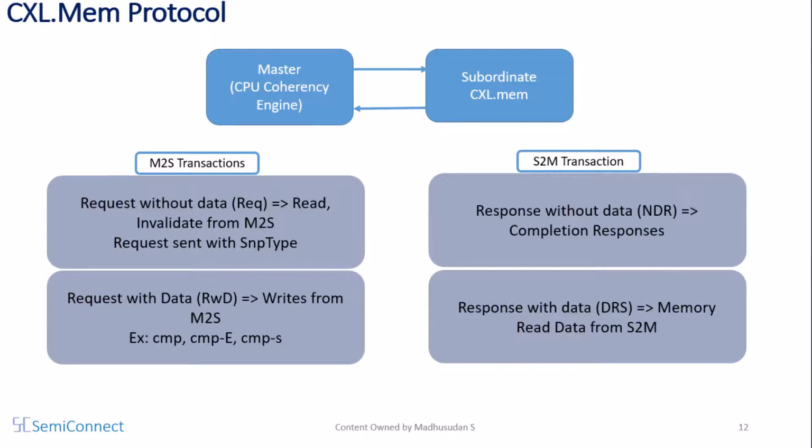What we have to understand here is that the CPU, where the coherency engine or the home agent is present, is going to behave like a master, and the CXL.Mem device will behave like a subordinate. There will be master to slave transactions and slave to master transactions happening between these two devices. When a request is sent out from the master to the subordinate, along with the opcode, the type of snoop that the master wants to perform is also sent. This is what predominantly happens as part of the CXL.Mem protocol.